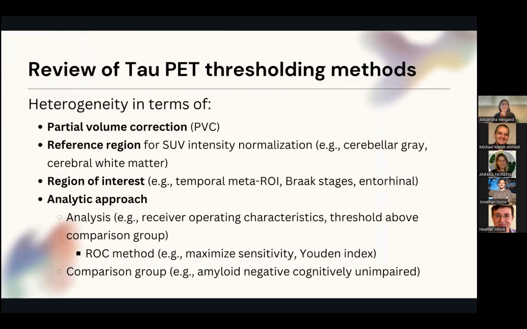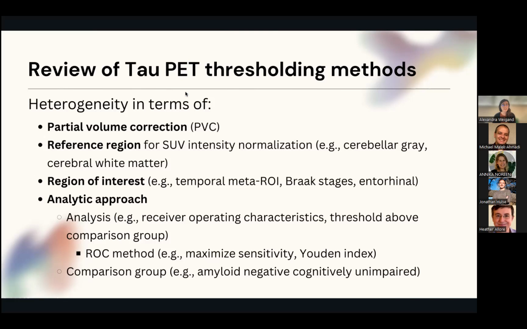So I'm not going to go into every individual study, as there were 23 of them, but I want to just highlight that there was a lot of heterogeneity in terms of the methods used for these tau PET thresholding methods. So one difference was whether studies used partial volume correction to correct for those partial voluming effects from the choroid plexus or the CSF that can contaminate tau PET signal. Some studies did use it, some studies did not use it. And it seems that based on the literature, there's still debate in the field as to whether or not and when one should use partial volume correction. So that was one difference across studies.